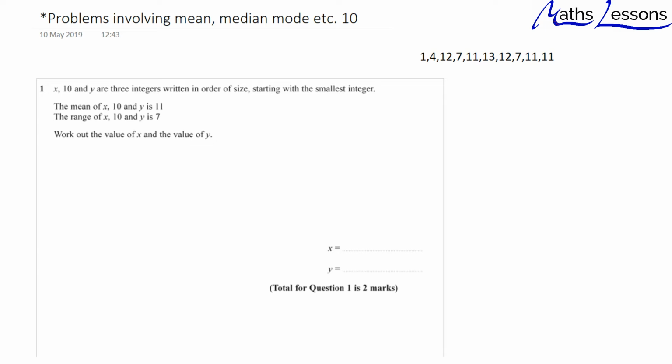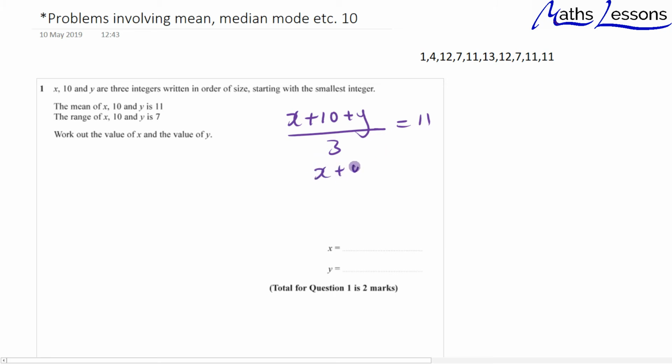Okay, so let's look at this question. So we know the mean of x, 10 and y is 11. So we know that x plus 10 plus y divided by 3 equals 11. So let's just change that around a bit. x plus y plus 10 times by 3 gives me 33. So I get x plus y is equal to 23. I guess it's a little bit simpler.